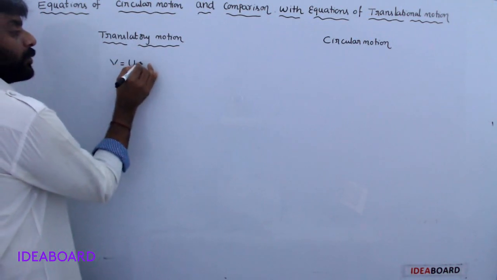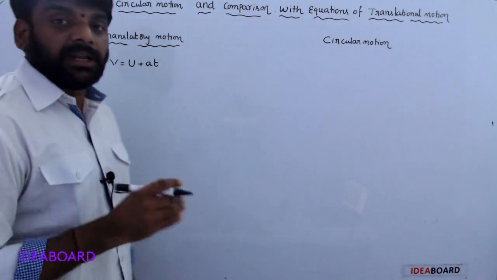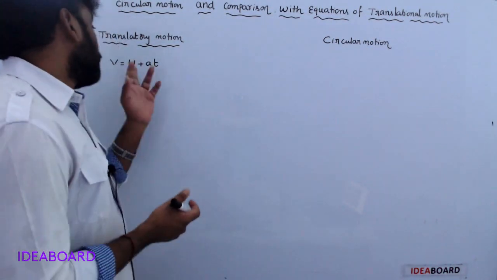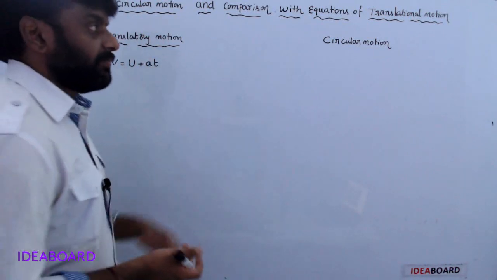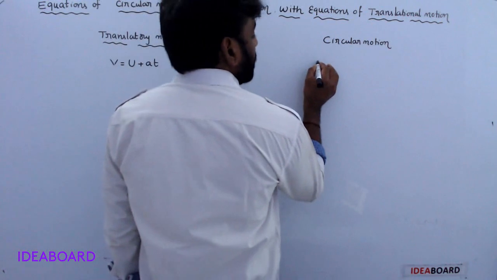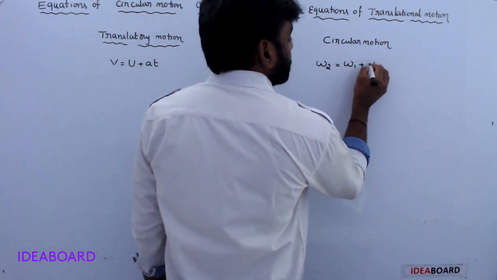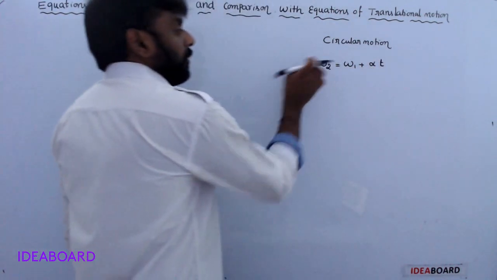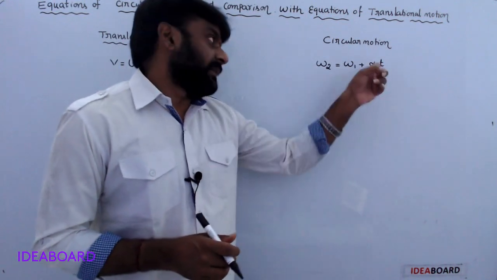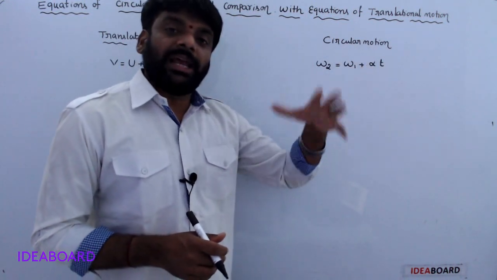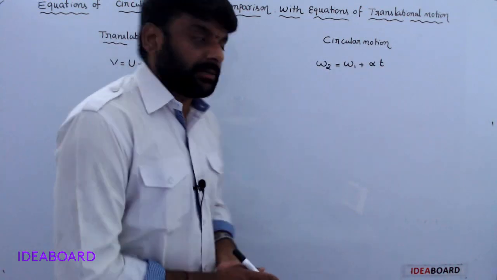Here v is equal to u plus at. V means velocity of the particle at any instant of time t, u means initial velocity, a means acceleration, t means time. In circular motion, omega 2 is equal to omega 1 plus alpha into t. Omega 2 means angular velocity at any instant of time t, omega 1 means initial angular velocity, alpha means angular acceleration.